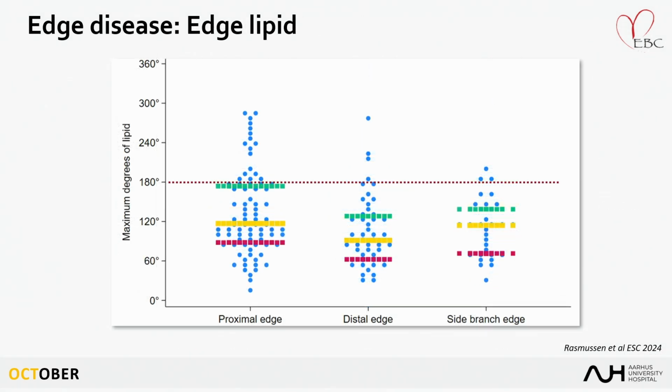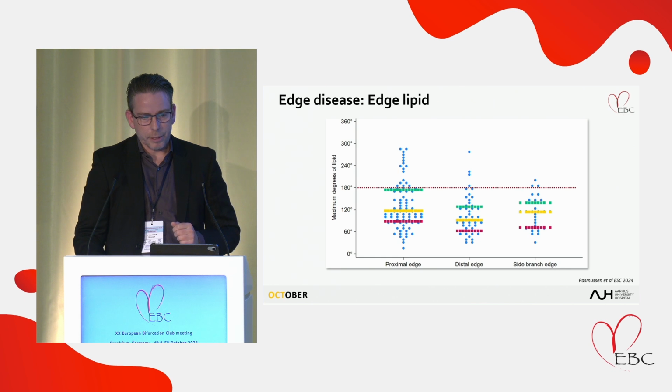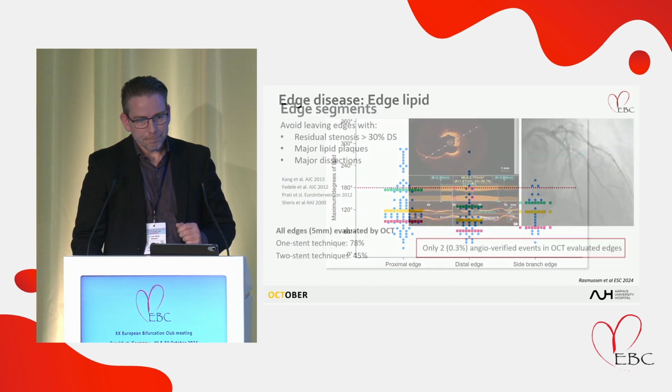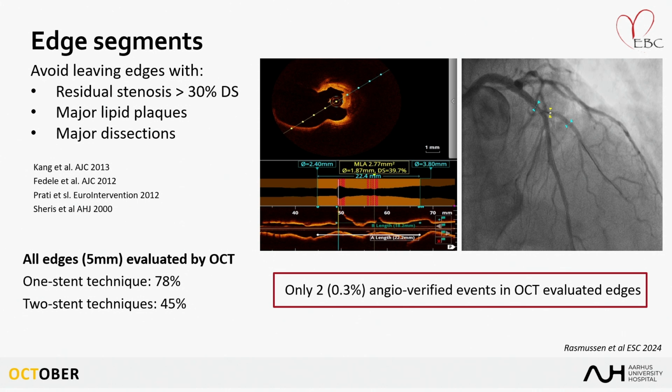If we look at edge disease for the amount of lipid, we could also see that despite the instructions, there were still some protocol violations, but probably quite limited compared to an angiographic guided population, but we did not have blinded OCT in that population. So based on that, we only had 2 events out of the 600 cases where we could verify there was an edge-related event. So extremely low numbers with this strategy. There was one additional case with an edge-related event, but there was no OCT guiding in that case.